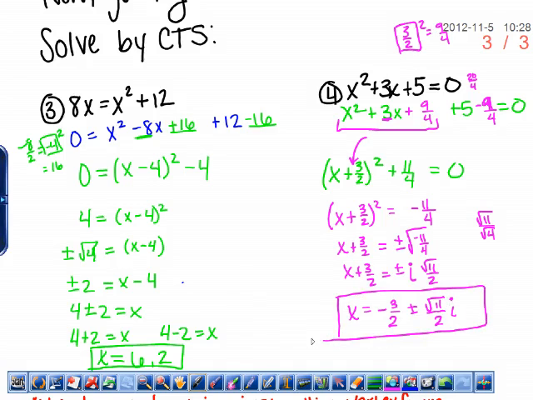What other questions do you have? What do we know about these solutions? They're not real. Okay, they're complex, so that graph doesn't touch the x-axis. Okay?